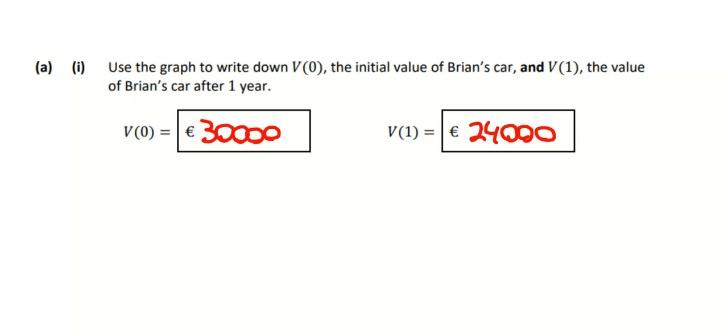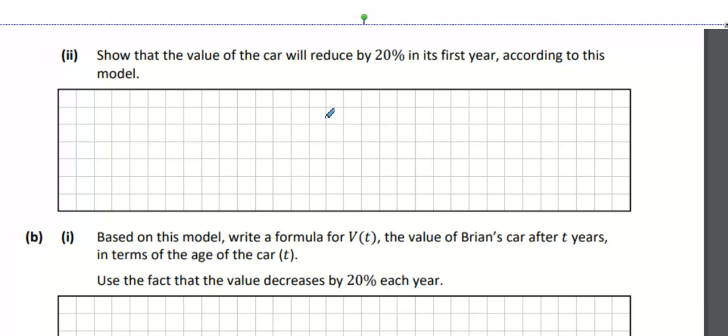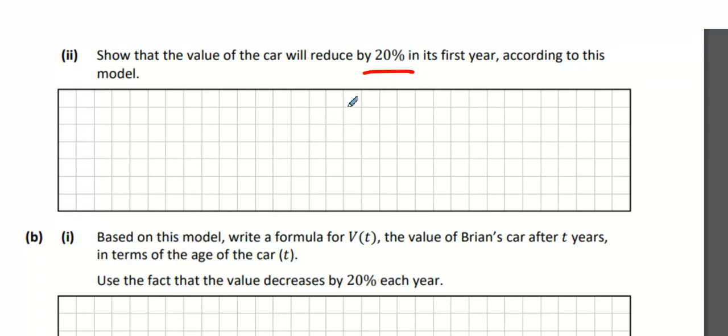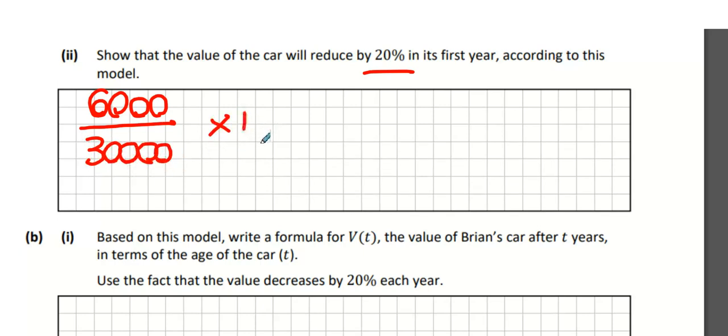Now, lads, what's the next question after that? Show that it lost 20% of its value. How much money did it lose in its first year? It lost 6,000 euro. It went from 30,000 down to 24 grand. How much was it worth initially? Put that in percentage mode. 20%. It loses 20% every year.